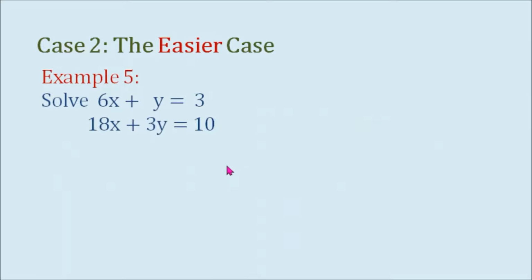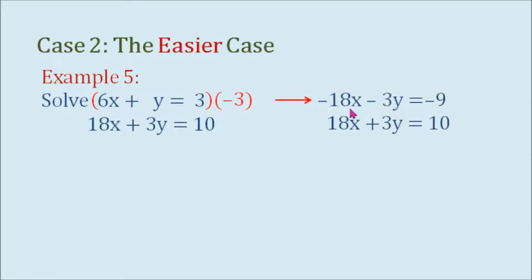Example number 5. Solve 6x plus y equals 3 and 18x plus 3y equals 10. Now, to eliminate x, we are going to multiply the first equation by -3. So it now becomes -3 times 6x, that's -18x. -3 times y is -3y. -3 times 3 equals -9. And the second equation is still the same.